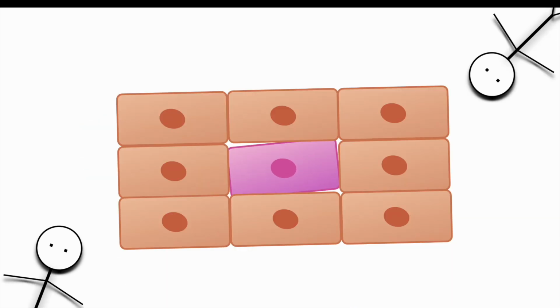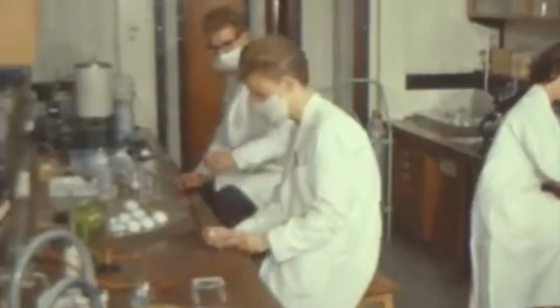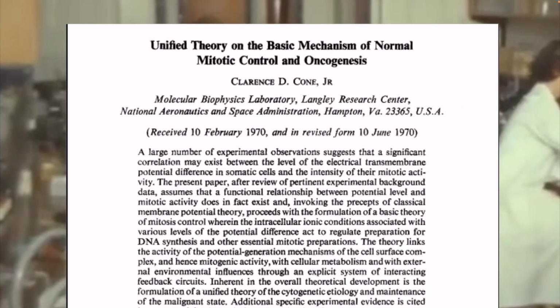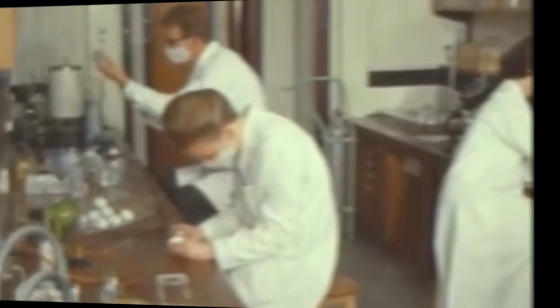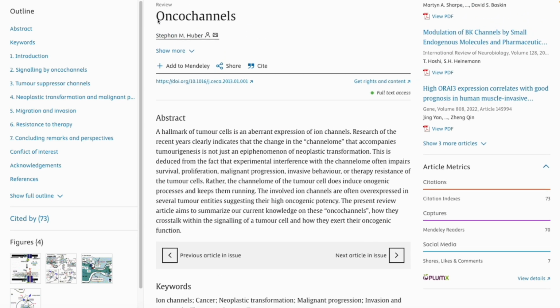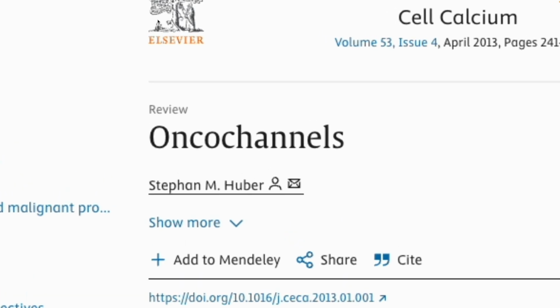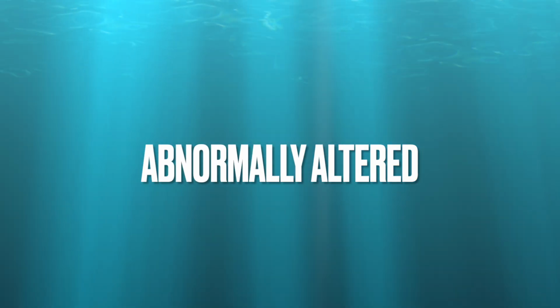The idea that cancer cells exhibit differences in electrical patterns isn't new. Research from back in 1971 showed that depolarization was directly correlated with an increase in cell growth and division. Throughout the 1990s, more and more research showed how ion channels inside cells were very much related to cancer development, creating the term oncochannels, channels that were abnormally altered in cancer cells.